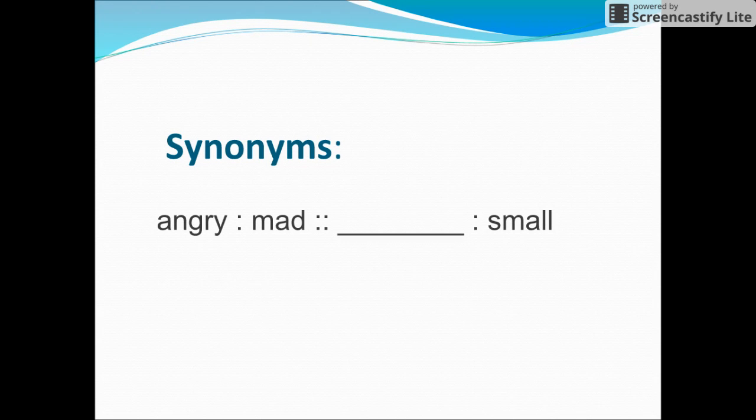Alrighty. Our next one, synonyms. Angry is to mad as blank is to small. So we know that angry and mad mean the same thing. What is another word for small? And there can be many synonyms, okay? So as long as you get something that's similar to small. So go ahead and pause the video, think about it, write it in your paper.